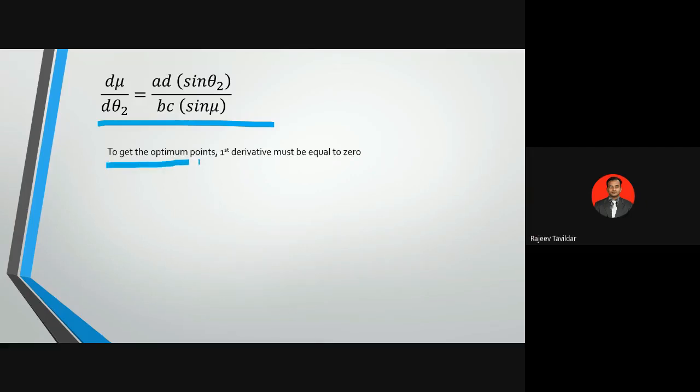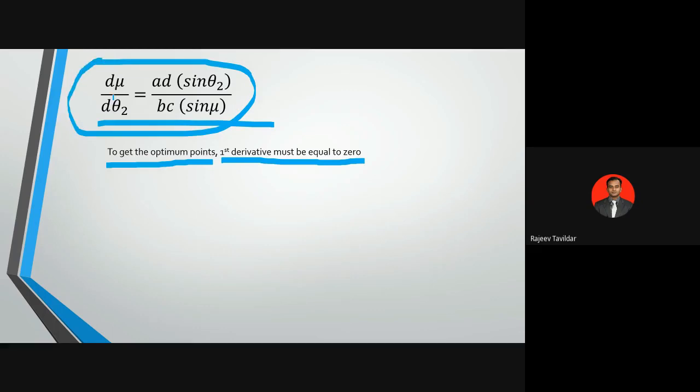So I've written, to get the optimum points, and by optimum I'm just talking about the maximum and minimum here, the first derivative must be equated to zero. Already you can see that d mu upon d theta 2 is the first derivative, already there on the LHS. So I'm just going to equate the RHS to zero in order to get the optimum points. So d mu upon d theta 2, which is equal to AD sin theta 2 upon BC sin mu, should be equal to zero. We are equating just to get the optimum points.